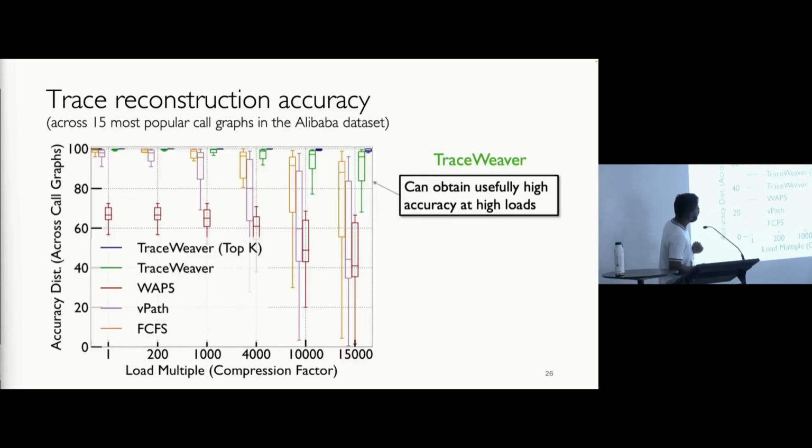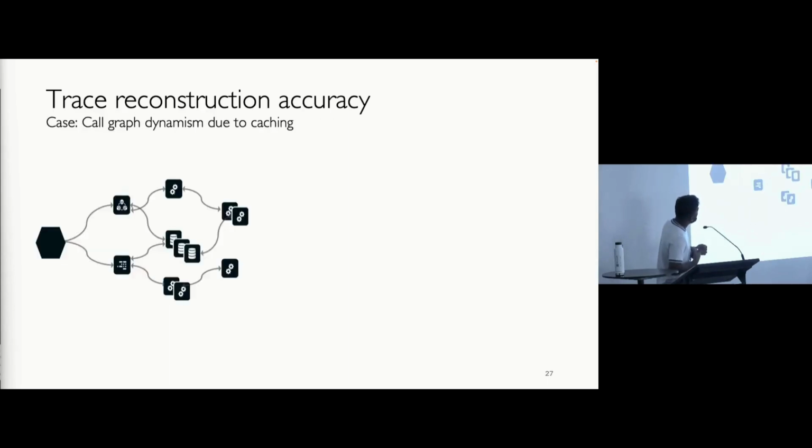We also tested across the 15 most popular call graphs in the Alibaba dataset, and we see a similar trend here. Please note that these are traces from the Alibaba cluster, so we cannot actually change the load. So what we do is we post-process the traces to control what load our TraceWeaver instance sees for each of these traces.